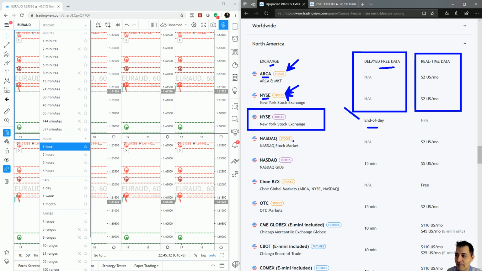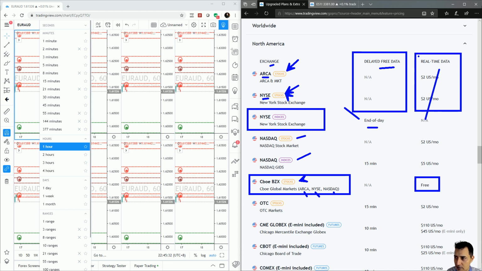Okay, so then we got Nasdaq stocks, Nasdaq indices. But notice that there is a special exchange, which is the CBOE BZX, which gives you access to ARCA, New York Stock Exchange, and Nasdaq stocks, and that exchange gives you free real-time data without subscribing.